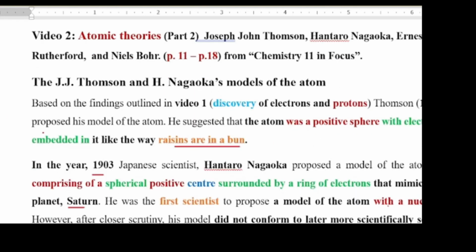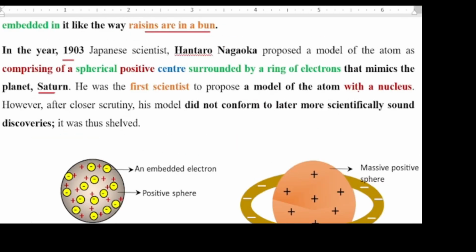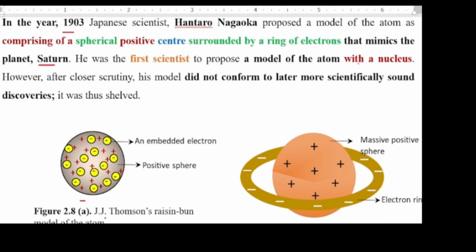The Thomson's model. Based on the findings outlined in Video 1, the discovery of electrons and protons, Thomson in 1904 proposed his model of the atom. He suggested that the atom was a positive sphere with electrons embedded in it like the way raisins are in a bun. So quickly, this figure here depicts the Thomson's model.